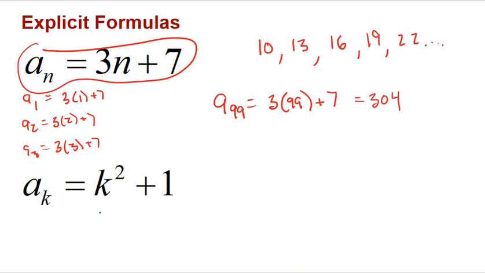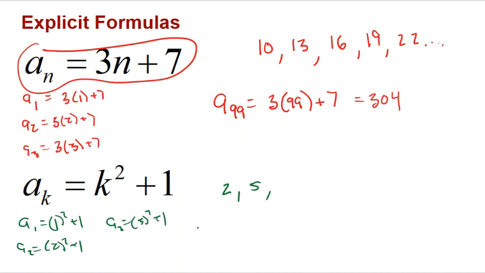It's algebra. So again, if I want to find the first term, all I got to do is plug in 1. 1 squared plus 1. So we get 2. 2 is the first term. And to find the second term, we get 2 squared plus 1. 2 squared is 4. 4 plus 1 is 5. And the third term, so we get 3 squared plus 1. 3 squared is 9. 9 plus 1 is 10.